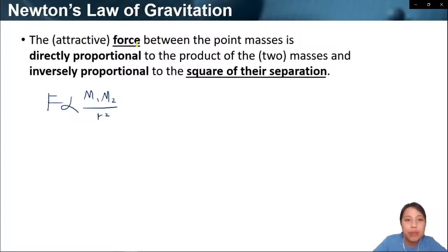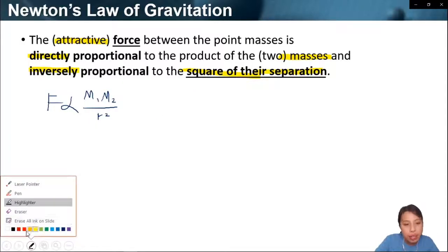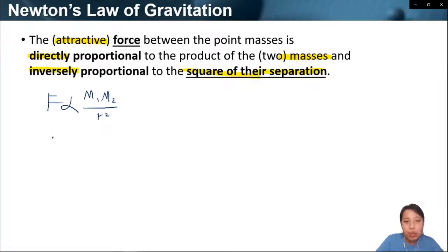The gravitational force, which is an attractive force, between two point masses is directly proportional to the product of the two masses, M1 M2, and inversely proportional to the square of their separation. That's the whole definition, the full one. Mark schemes you see sometimes may be a little bit different. They may only include two points out of this, but the fullest one you can write is this one above. So make sure you keep that in mind.